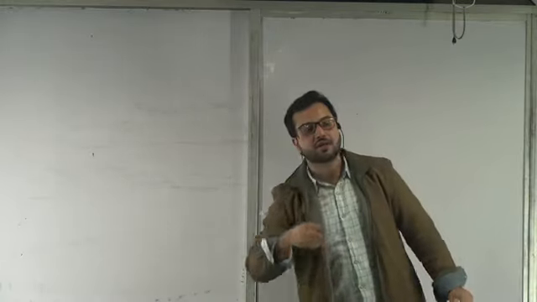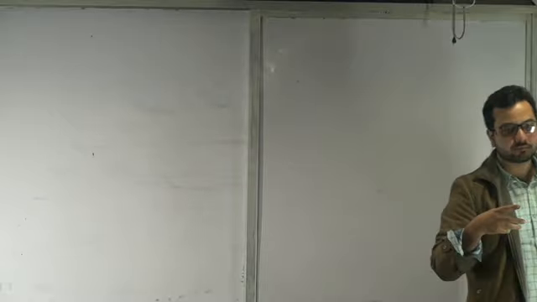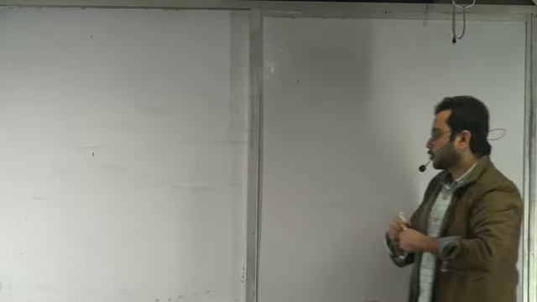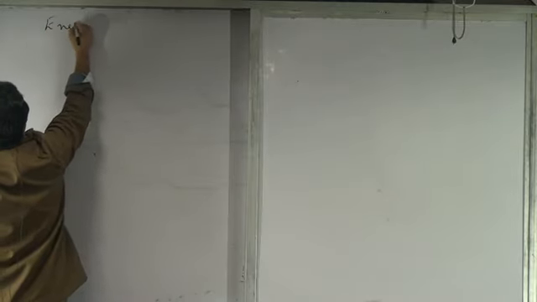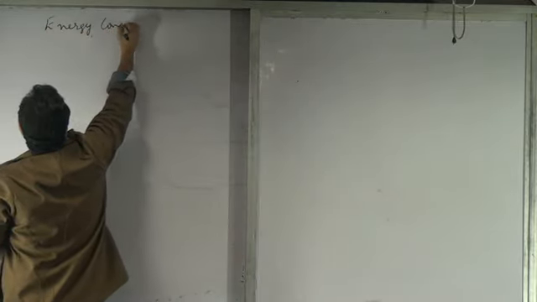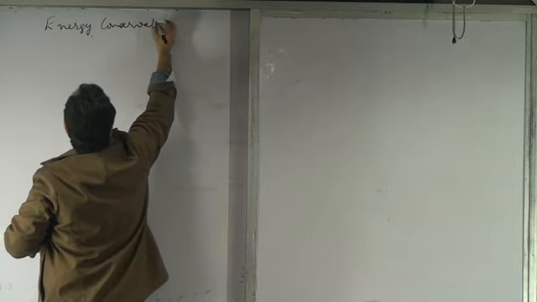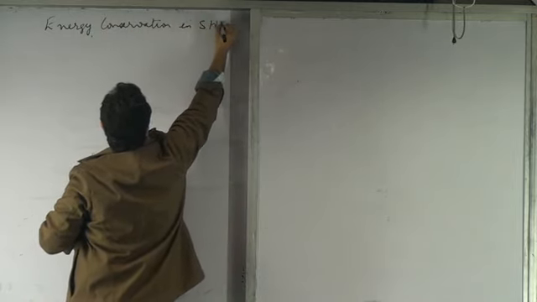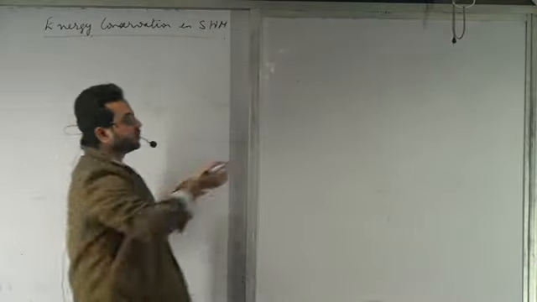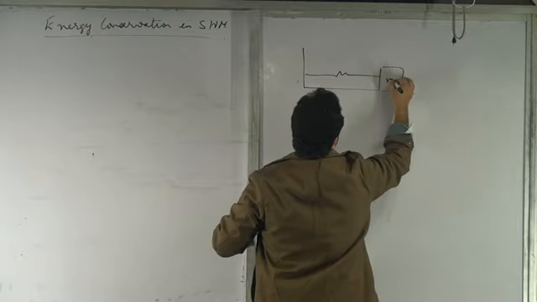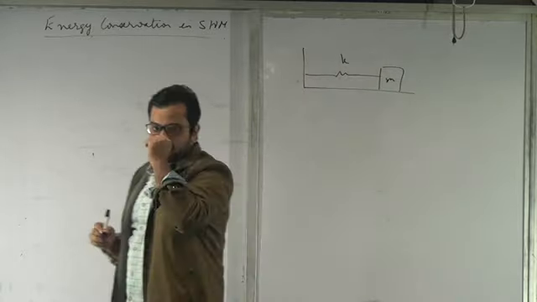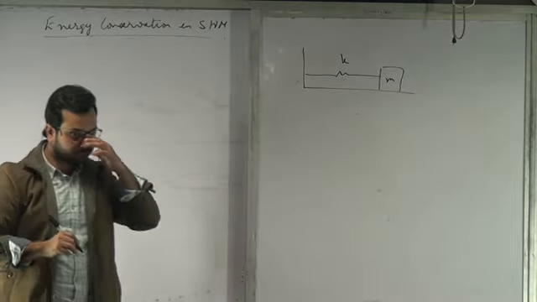So we have talked about the equation of the SHM, we have talked about the different parameters of SHM. Alright, let's also talk about the energy involved, basically energy conservation in SHM. So let's take a simple example. You know that the spring mass system performs SHM.